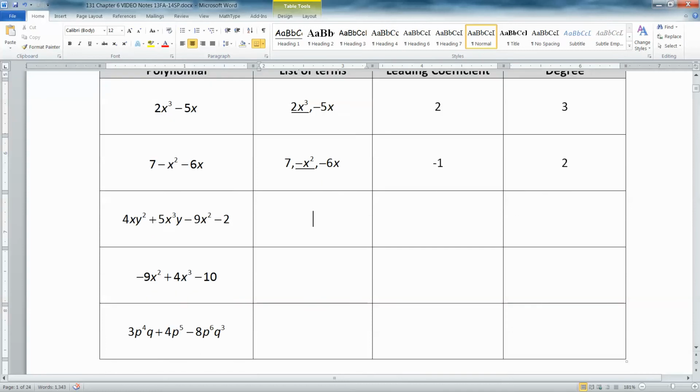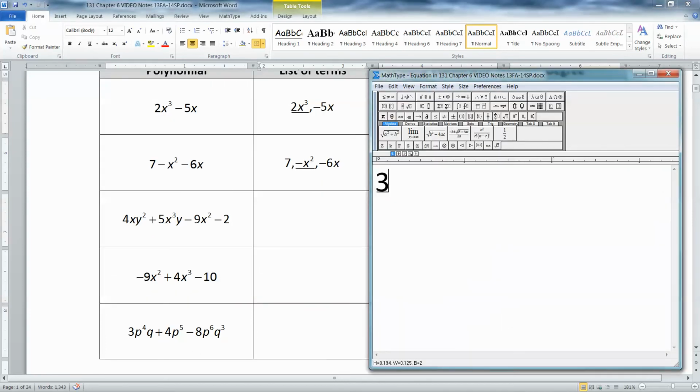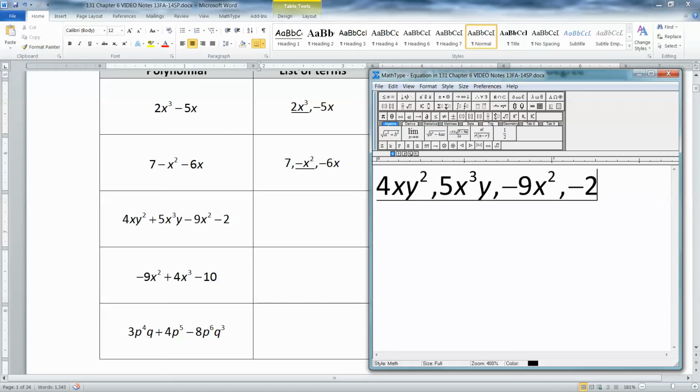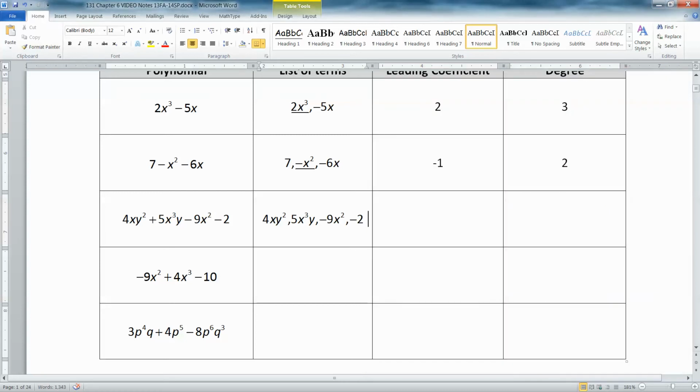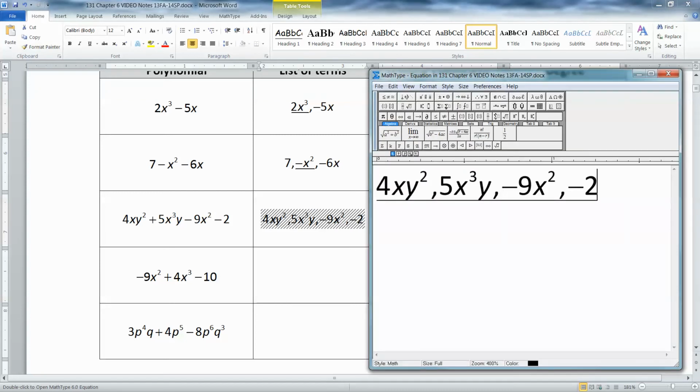All right, what next? Oh, we have a whole bunch of them here. We have 4xy squared. We have 5x cubed y. We have -9x squared. And we have -2. Let me go back. Let's underline. This one's degree 3 because that's an x to the 1, and 1 plus 2 makes 3. This one's 4 because there's a 3 there and a 1 there, you add up the powers, 3 and 1 makes 4. This one is degree 2, and this one is degree 0.